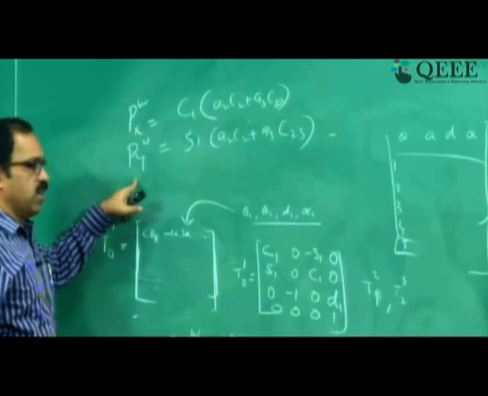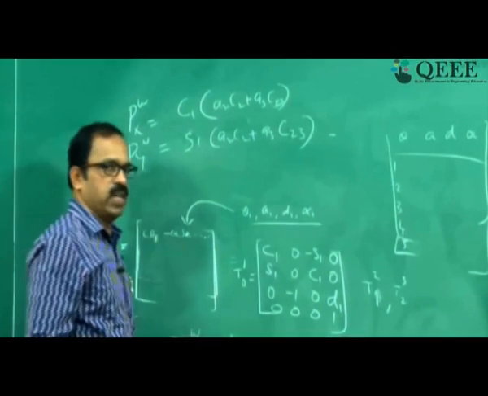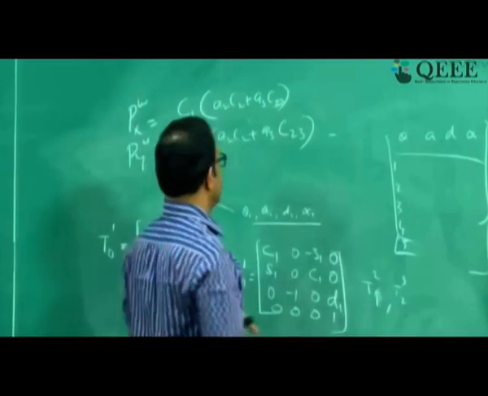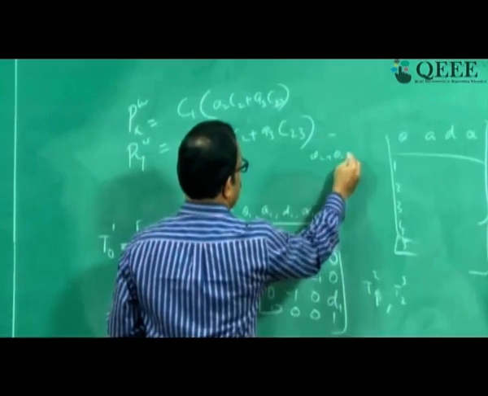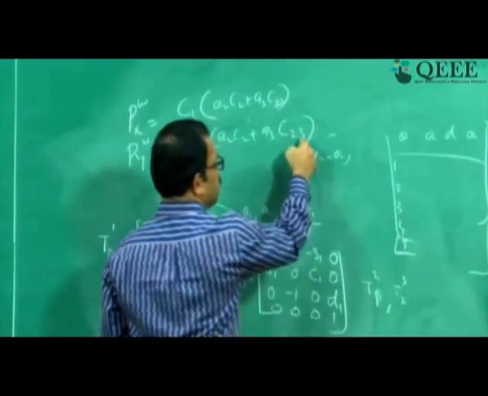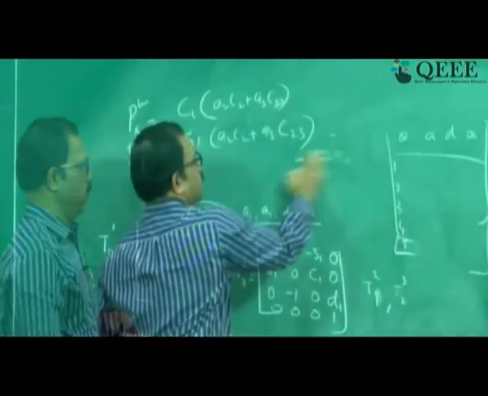And the wrist position Z will be given as D1 minus A2 S2 minus A3 S23. C23 means theta 2 plus theta 3, that is, cos of theta 2 plus theta 3. So that is for the wrist position.